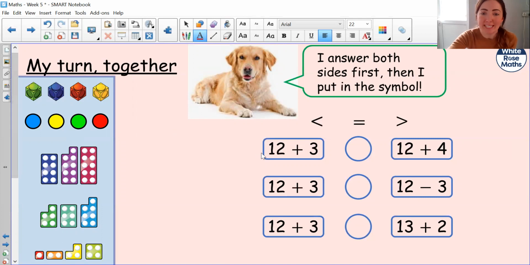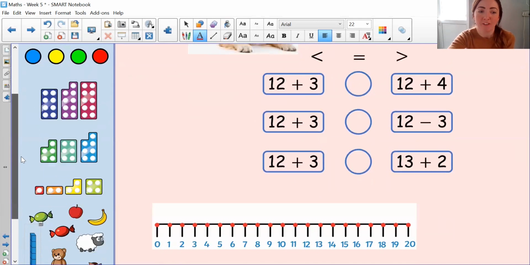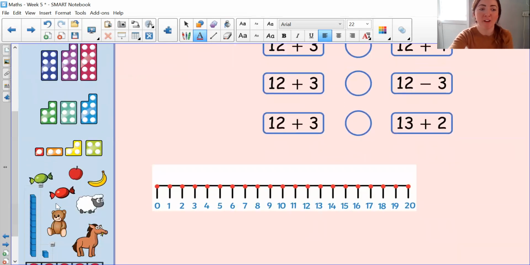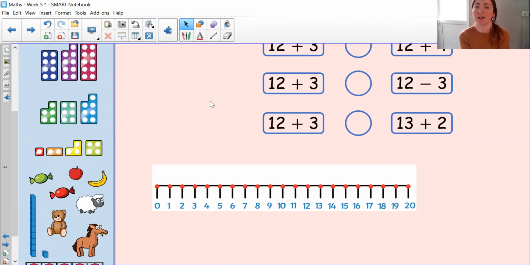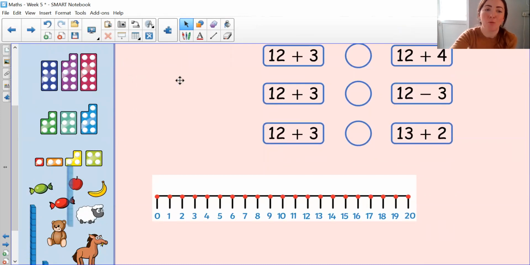Okay, so using Deans, first of all, I'm doing 12 add 3 compared with 12 add 4. So I'm representing with Deans, I'm going to make 12 first. So can you just help me? What do I need to represent 12 with Deans? How many 10s and how many 1s? I need 1 10, don't I? And 2 1s. So there's 12, but I need to add 3.